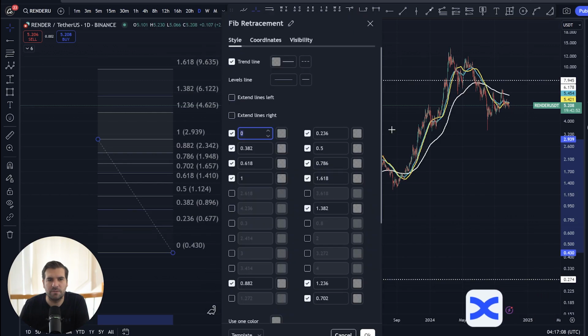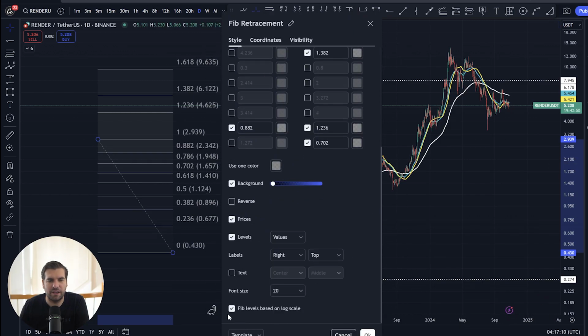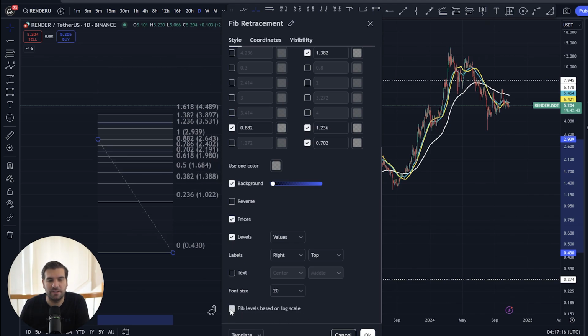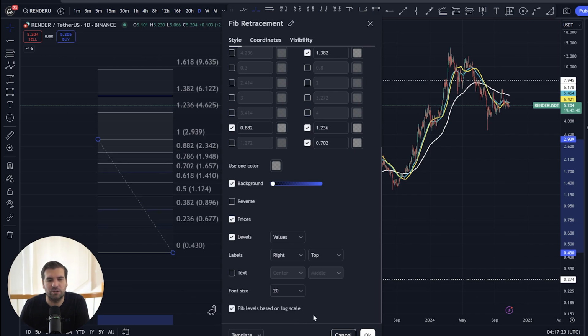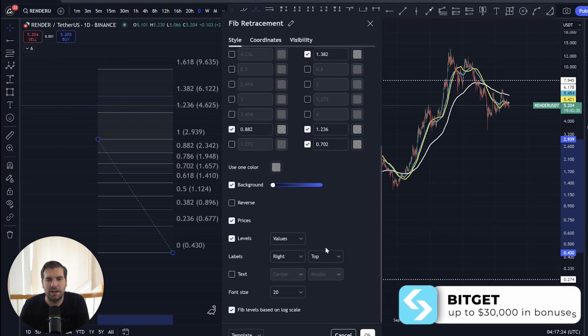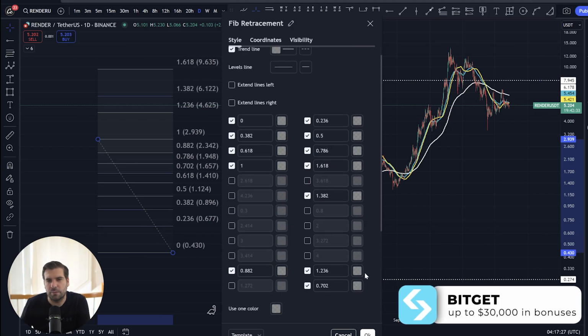I'm going to make sure that I have my indicator set based on the log scale, which is this little tick button down here. If it's not ticked, it changes the numbers. But I use my chart on logarithmic, so I need to make sure that my tools are on logarithmic as well. And of course, these are the settings. You can pause the video if you want to have a look at that.